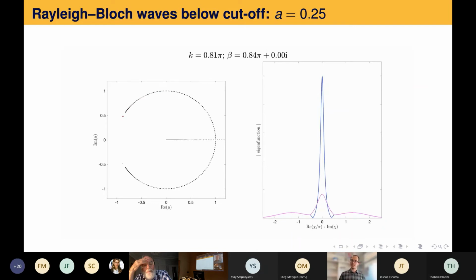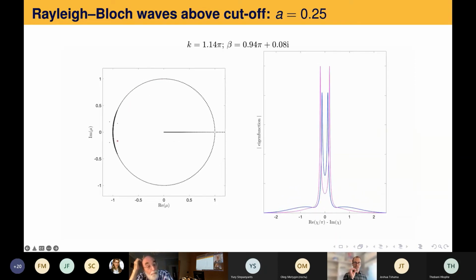And that's telling us that the Rayleigh Bloch wave number beta is going from real to complex valued. And that means that we're transitioning from propagating to decaying. And that is my way of looking at defining the cutoff.